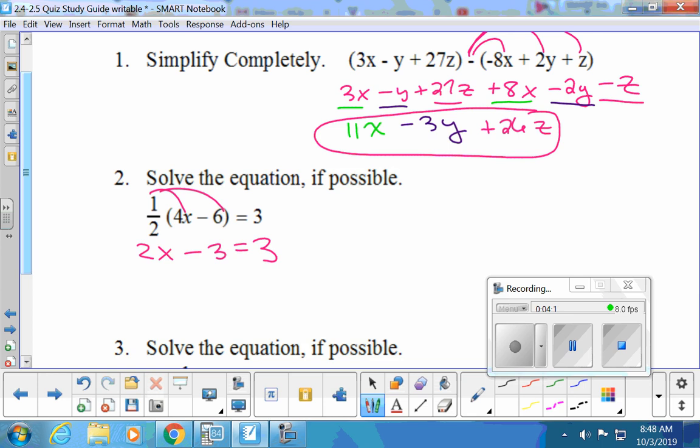All right, what should we do next? Plus 3 on both sides. So we have 2x equals 6.